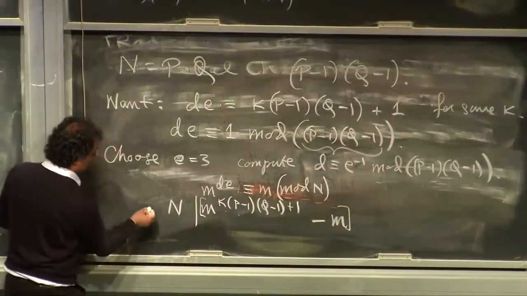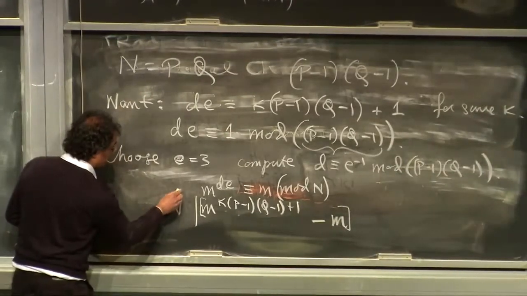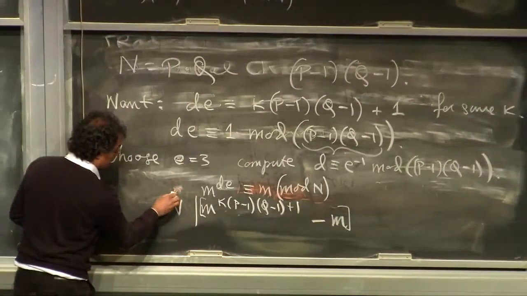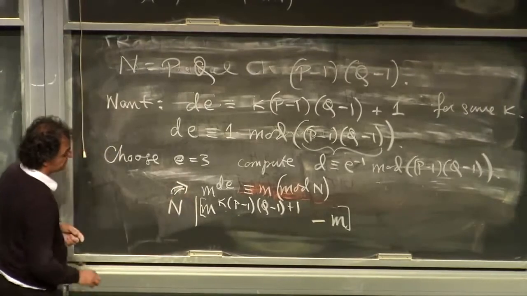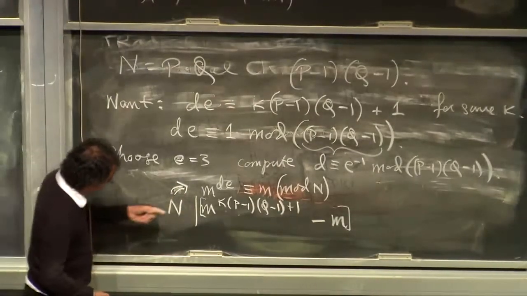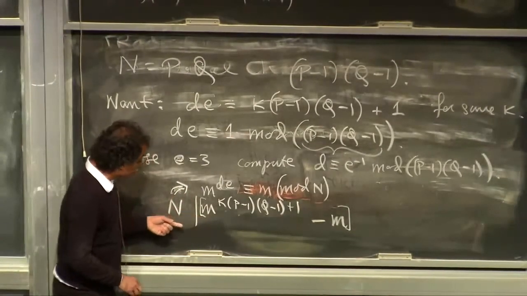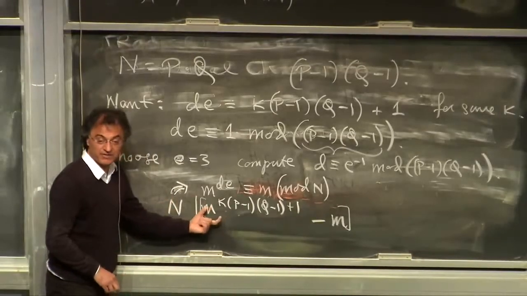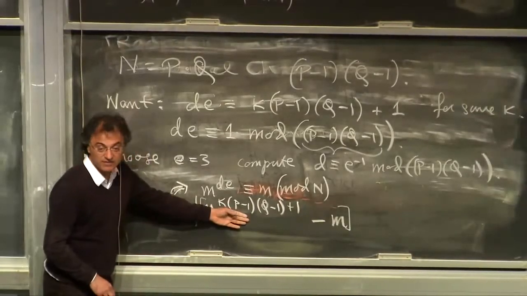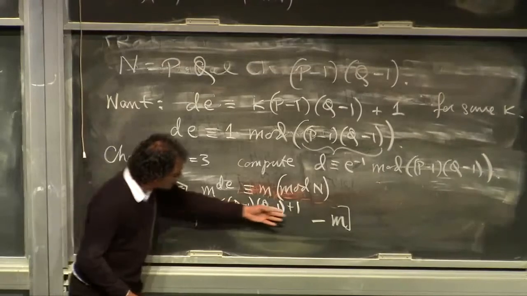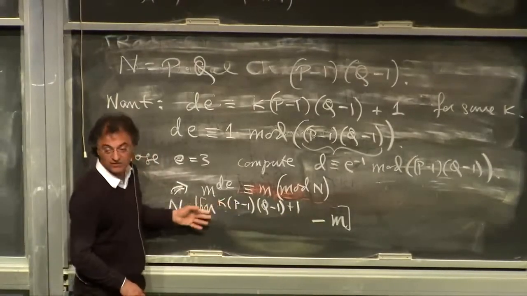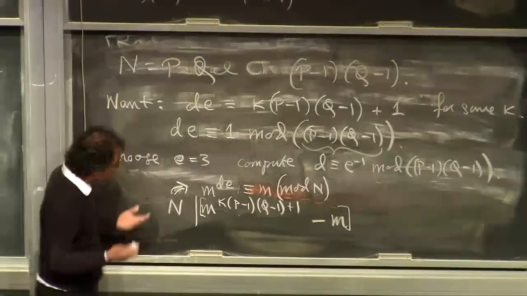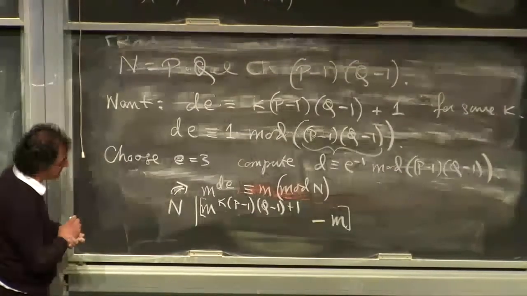Okay, so we are saying this implies that. In order to show this, it suffices to show that both p and q divide this. Right? In order to show that n divides this, we should show that p divides this and q divides this. Okay, so how do we show that p divides this?